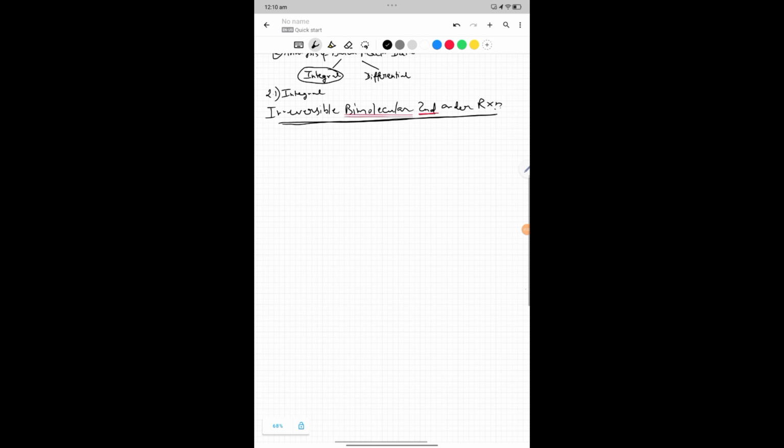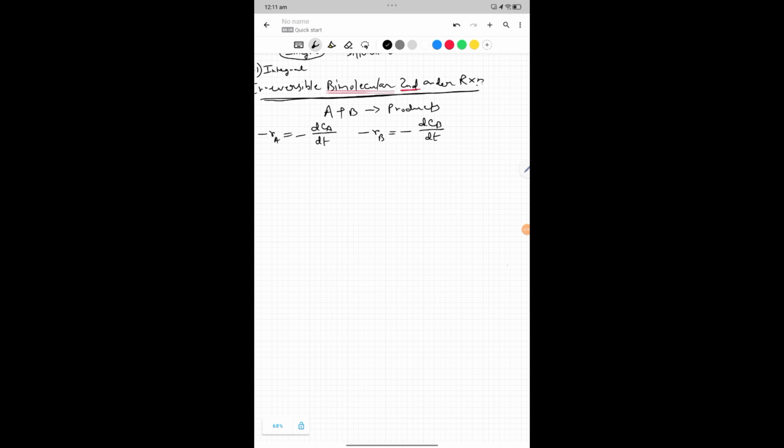Suppose we consider one reaction, A plus B giving rise to products. This is a bimolecular reaction and by definition a second order reaction. If we write the rate expression, what will it be for A? It is minus dCA by dt, and for B it will be minus dCB by dt. Here CA and CB are the molar concentrations.